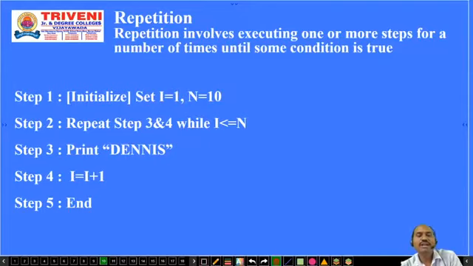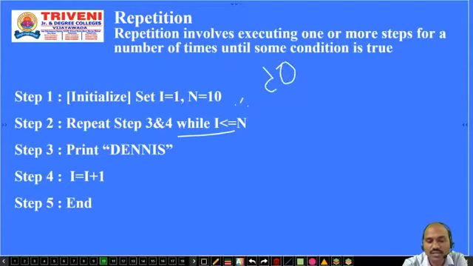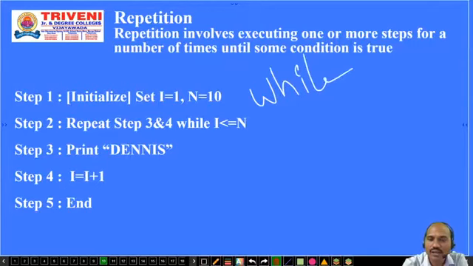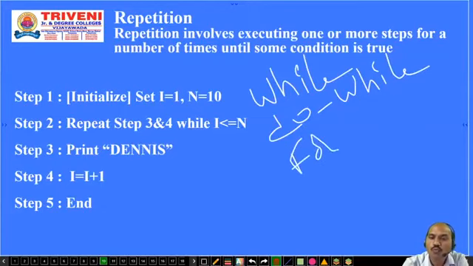Here I have to print one statement. There are different types of looping statements. In C language there are 3 looping statements. The first one is the while statement, the second one is do while, and the third one is the for loop.